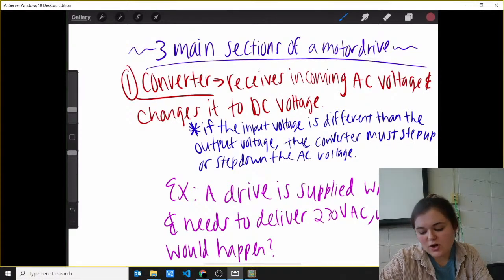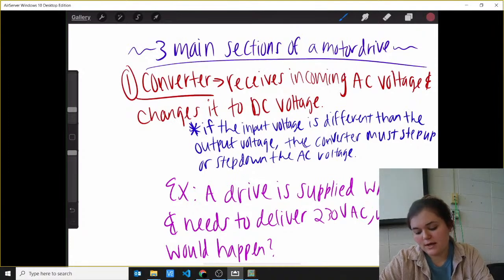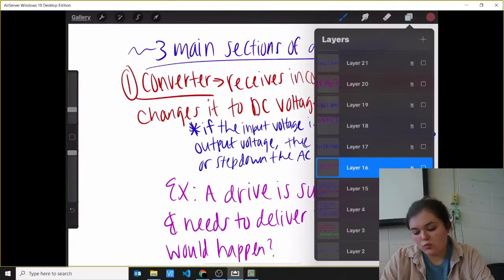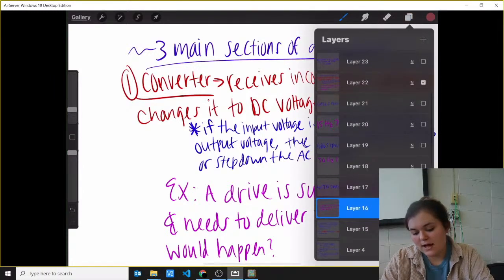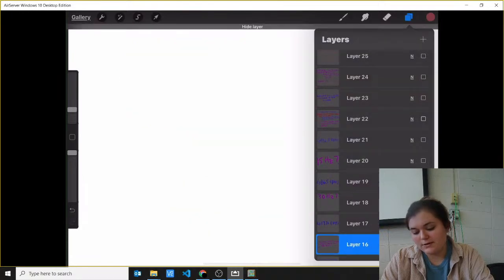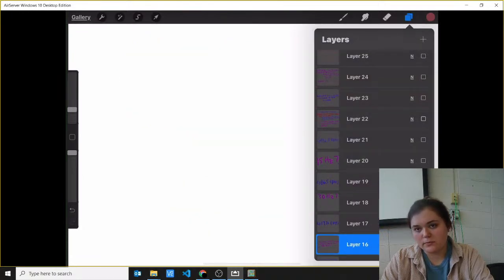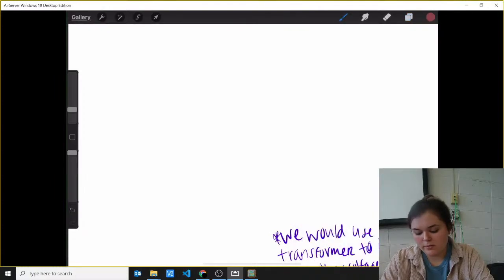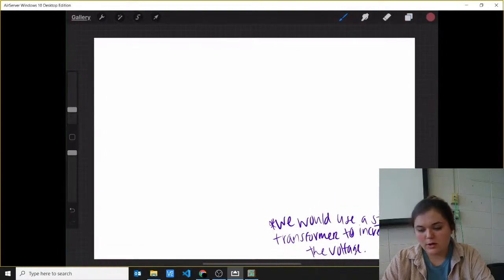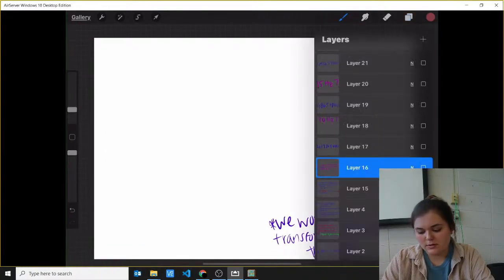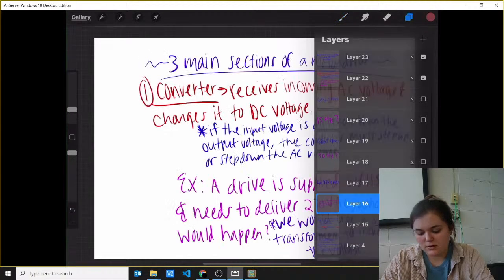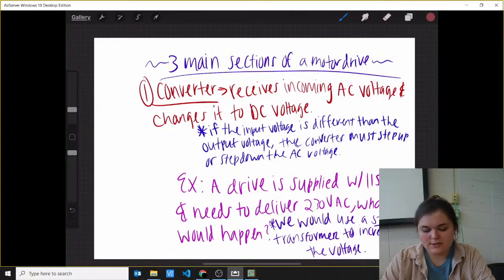So a drive is supplied with 115 volt AC and needs to deliver 230 volt AC. What would happen? So what would we do if that happened? Step it up. Right, we're going to step it up with what? A step up transformer? Right. We would use a step up transformer to increase the voltage. I had that on the bottom. I guess I meant to show both of those at the same time, but we would use a step up transformer to increase the voltage.